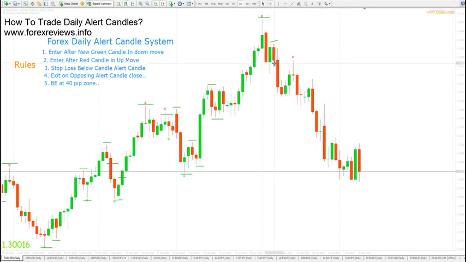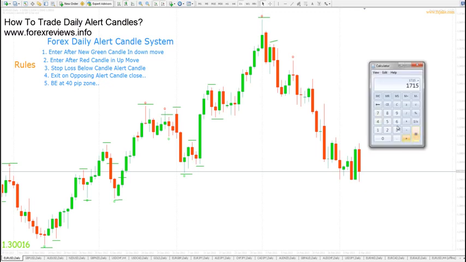And you just enter. What I do is I just be a little bit conservative. Enter just below these closes here. So you'd be entering about here. Put an order, right? And then you ride that down to the next alert candle, which was right to here. 97 pips. So I'll put 90 for this one.